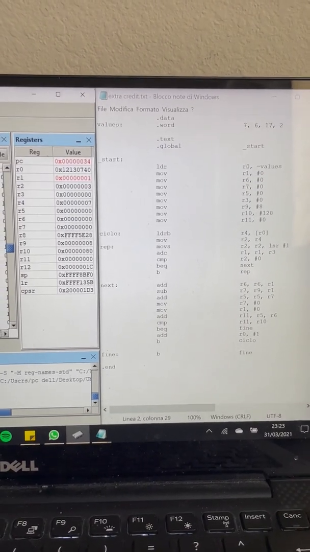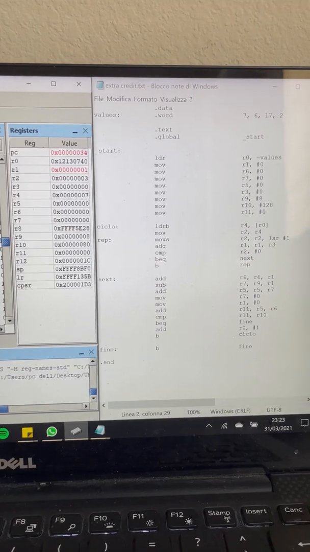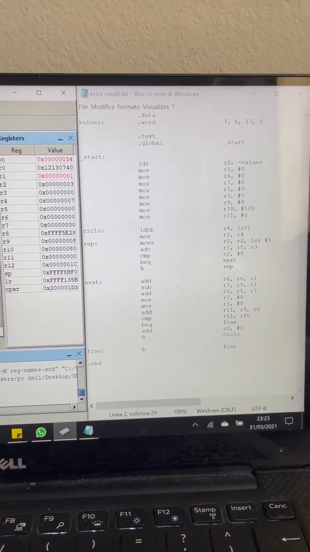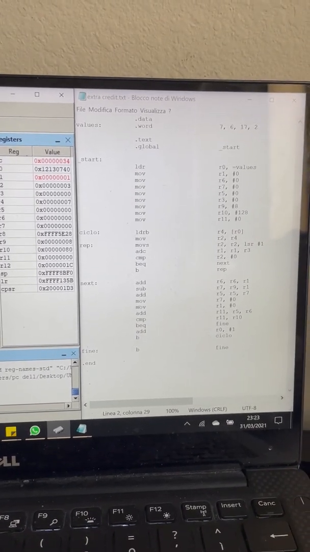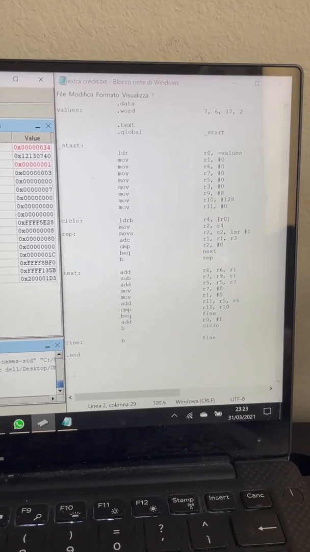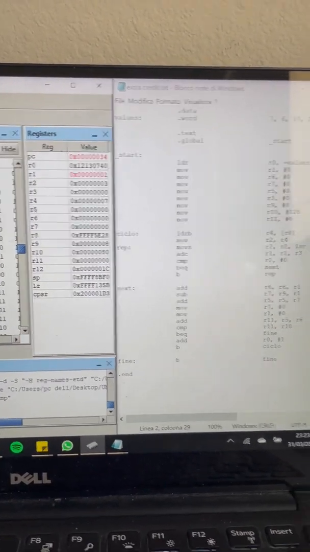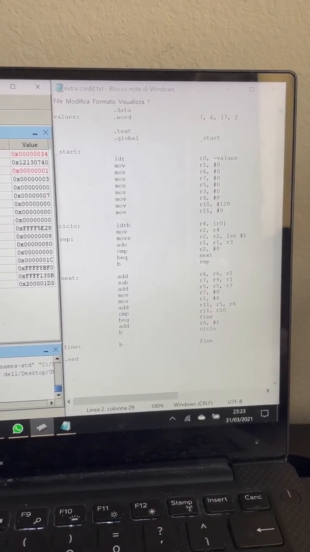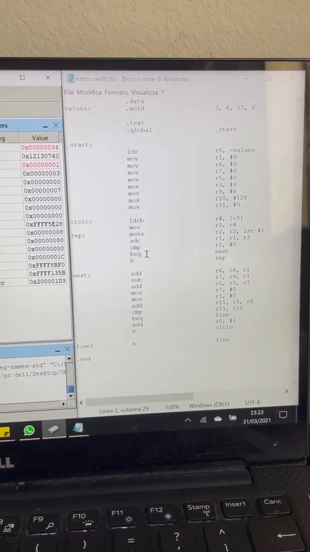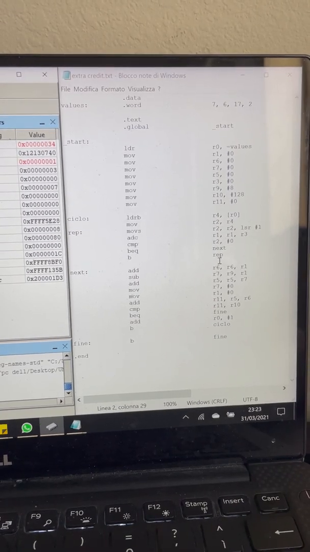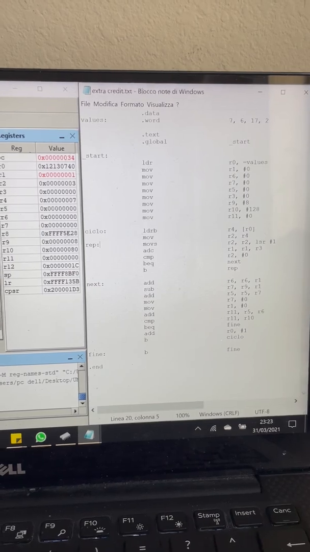Then it will compare R2 to 0. This is basically just saying okay, did we finish counting this address, this byte? In this case we didn't, because R2 is still 3. So the branch equals will not work. It will skip and go to branch rep. So it will go back here, and therefore it will keep dividing.